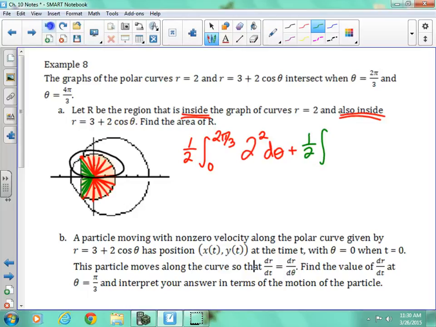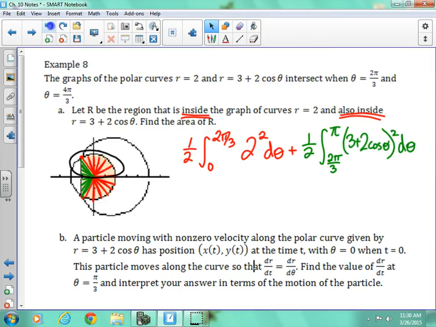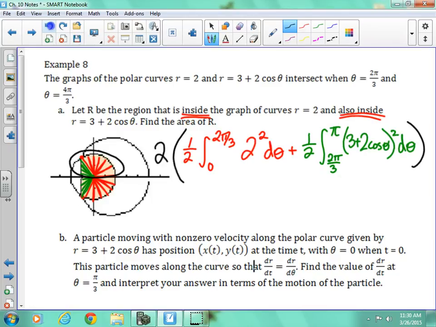Where does green start? At the intersections of 2 pi to pi. 2 pi, but wait, that only does half, right? Yes. Double, I'm good.